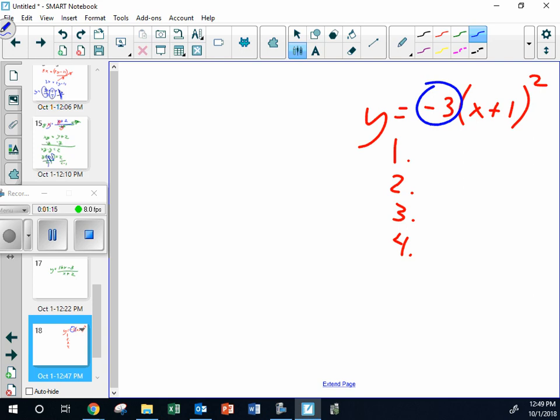Now, what if I needed to find a point on this? You need to be able to find points on this. So, watch what I do here. What's the point? I give you a -1. You have to figure out what point is on this graph. -1 goes in, and what do you get? You get 0 squared times -3, which makes 0.